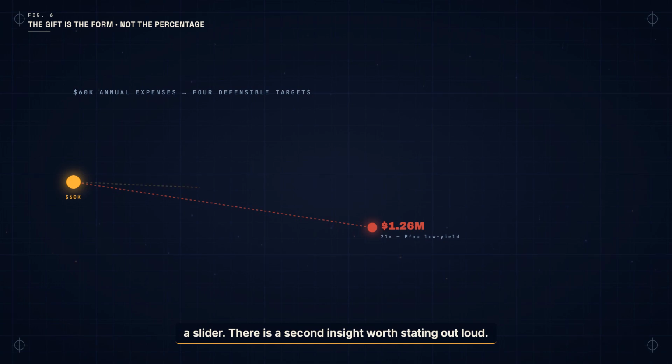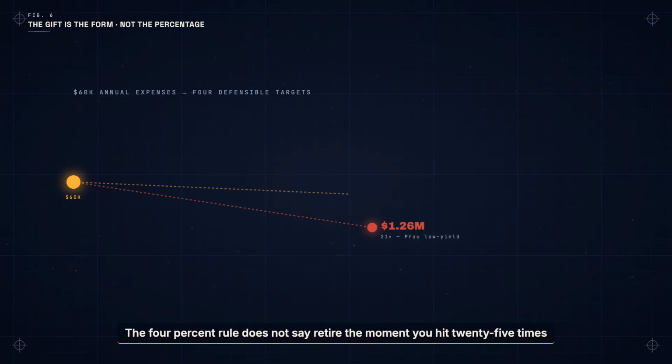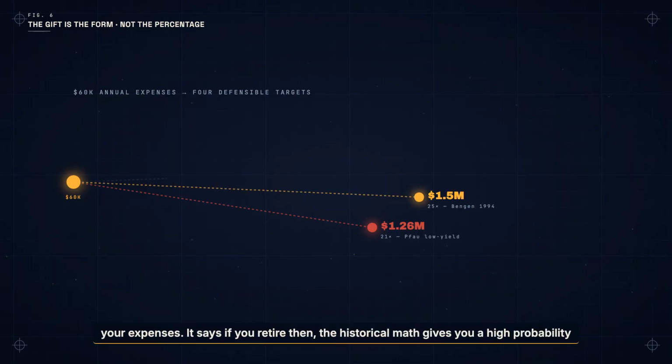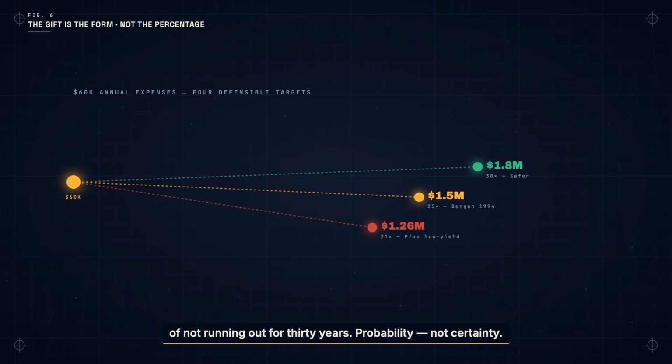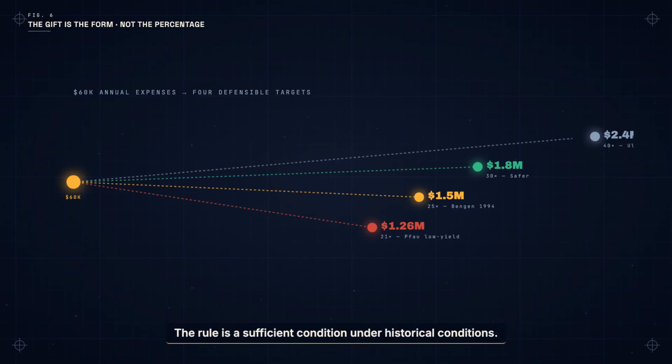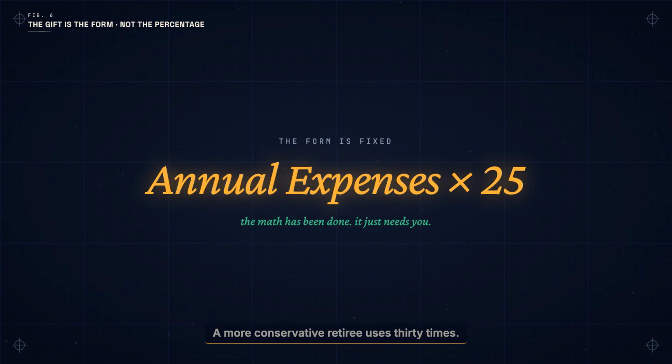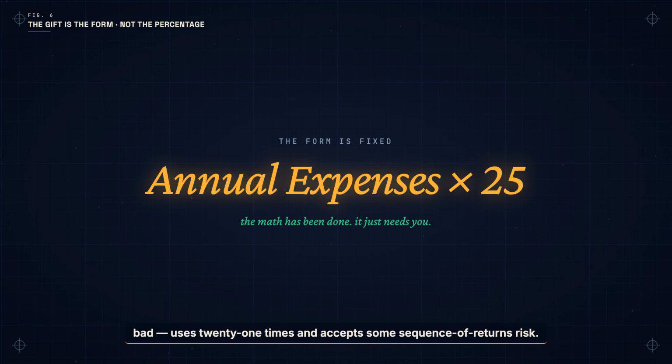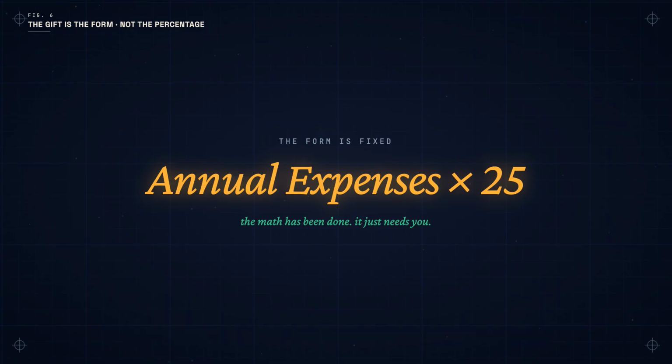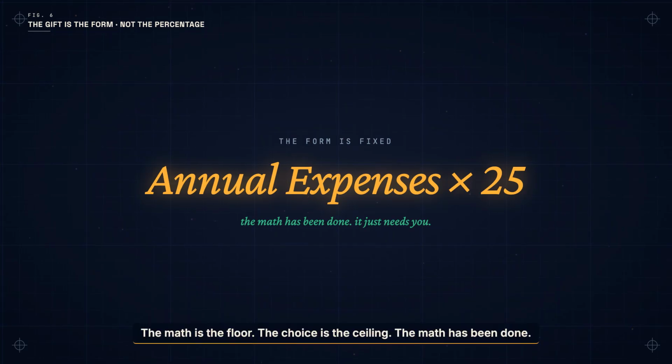There is a second insight worth stating out loud. The 4% rule does not say retire the moment you hit 25 times your expenses. It says if you retire then, the historical math gives you a high probability of not running out for 30 years. Probability, not certainty. The rule is a sufficient condition under historical conditions. It is not a sufficient condition under all possible futures. A more conservative retiree uses 30 times. A more aggressive one, willing to adjust spending if the early years are bad, uses 21 times and accepts some sequence of returns risk. The math is the floor. The choice is the ceiling. The math has been done. The retiree's job is to use it.